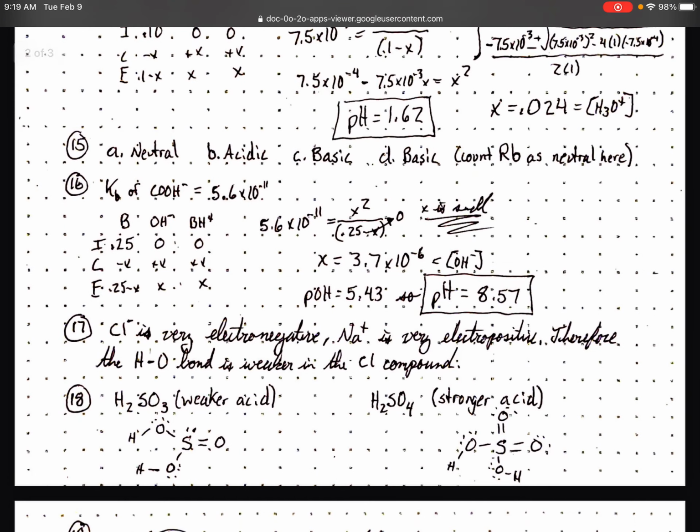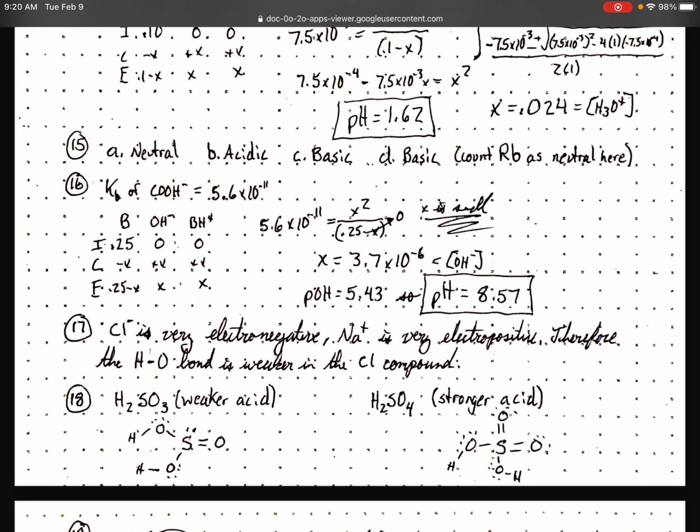On 15, you're just looking at the cations and anions. Remember, the cation, that is the conjugate acid of a strong base, is neutral. The anion, that's the conjugate base of a strong acid, is neutral. And then you just can kind of go from there. So A, both of those are neutral. On B, ammonium is acidic, but NO3 is neutral. On C, sodium's neutral, but CO3 is basic. And then on D, rubidium, though we didn't talk about it, we typically consider that neutral, and fluoride is basic, so that one would end up being basic.